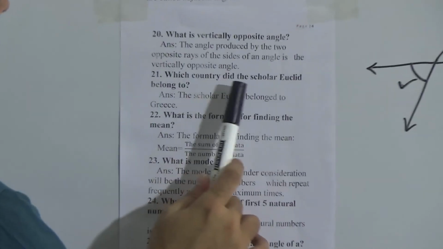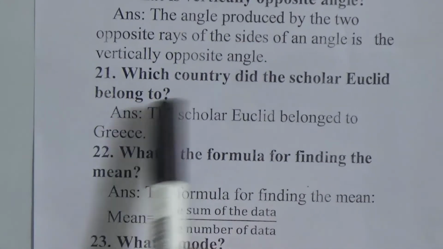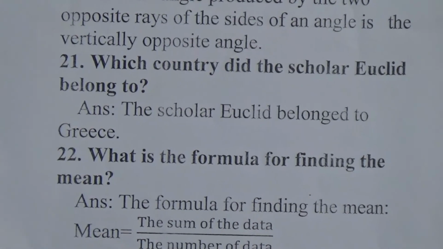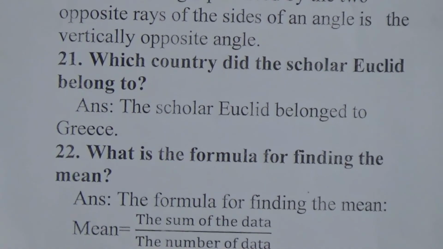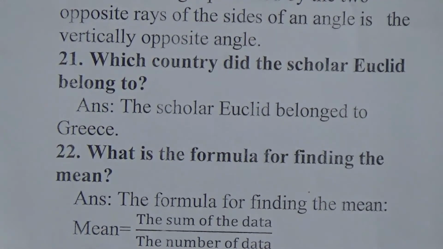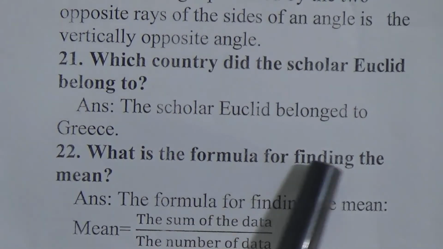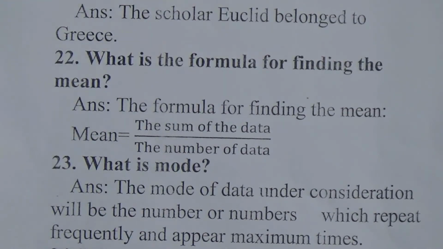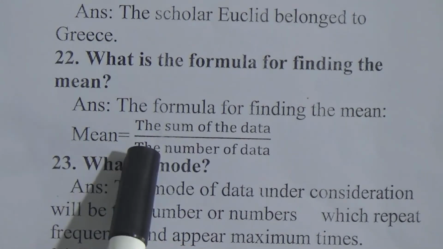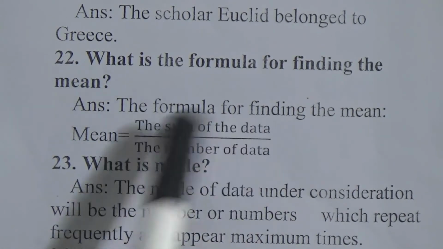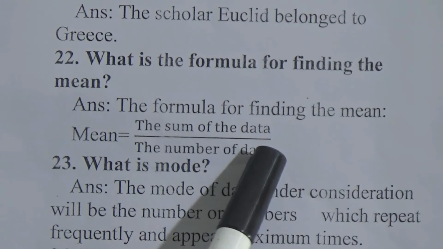Which country did the scholar Euclid belong to? The scholar Euclid belonged to Greece. Okay, dear students, now see what is the formula for finding the mean. Dear students, you know the formula for finding the mean, that is the mean equals the sum of the data divided by the number of data.